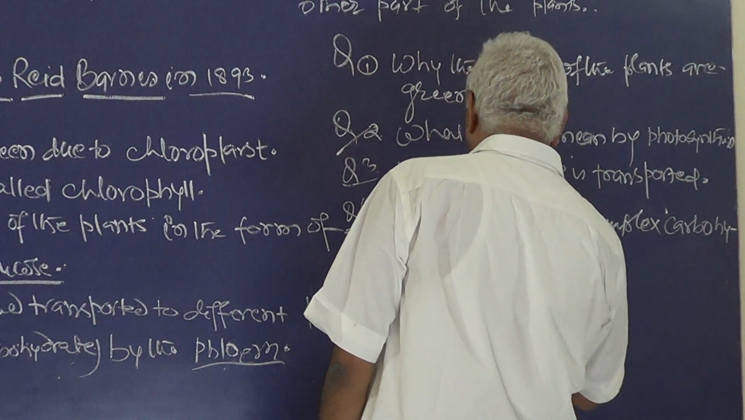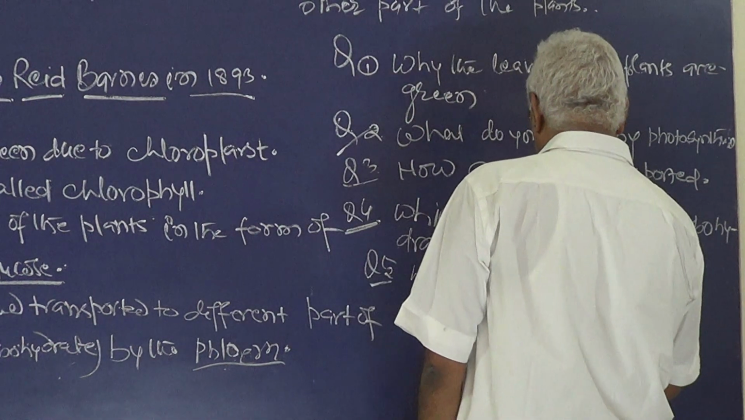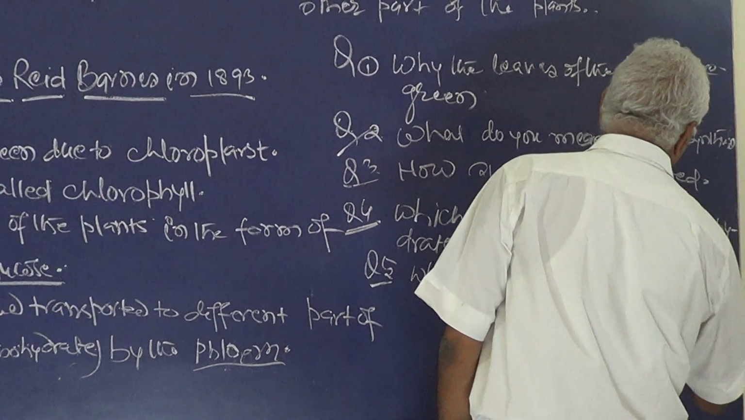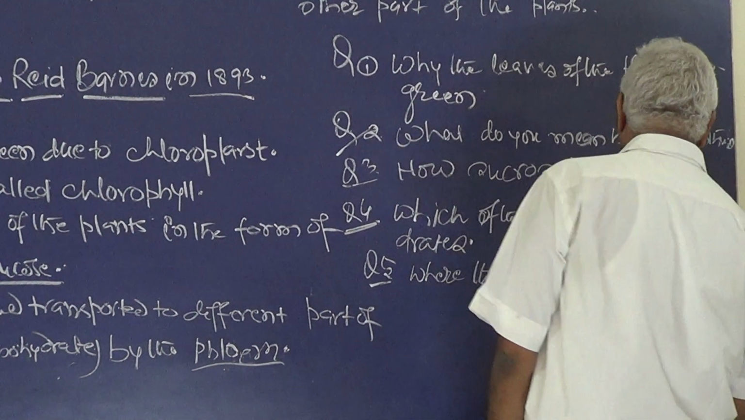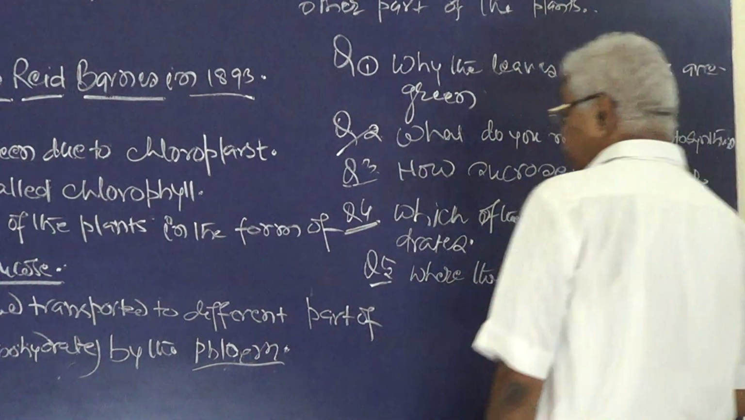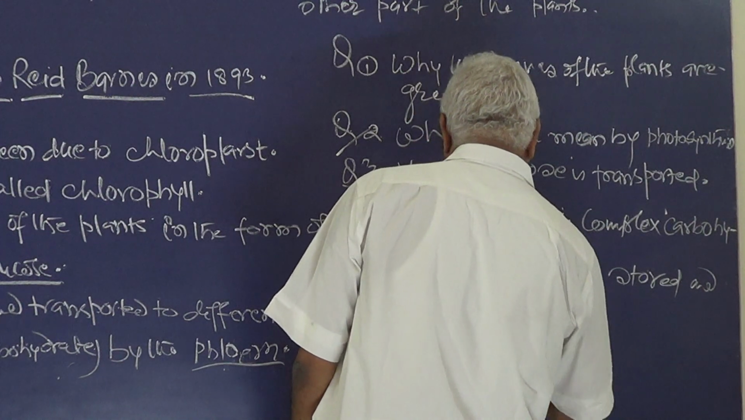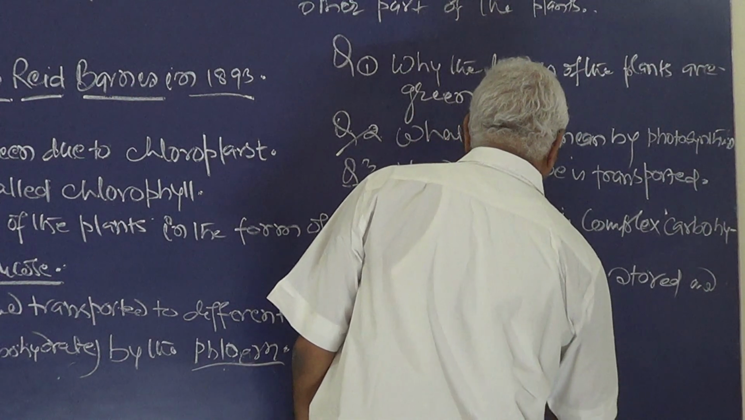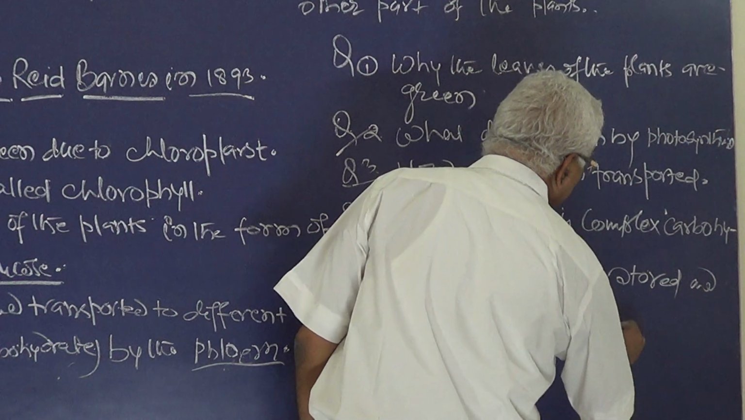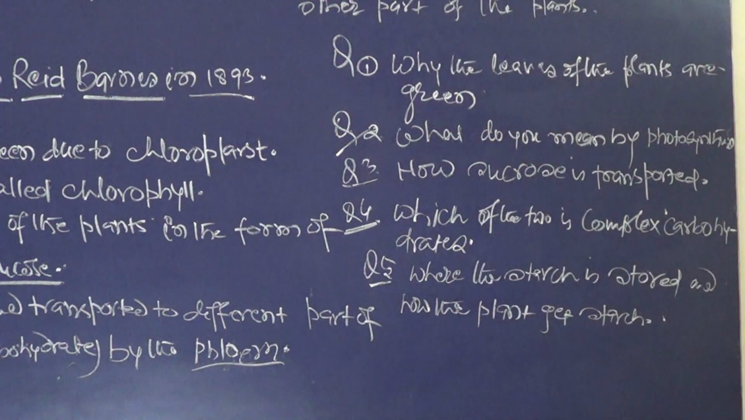Where the starch is stored and how the plant gets the starch. What is the answer? How does the plant get starch and where is it stored?